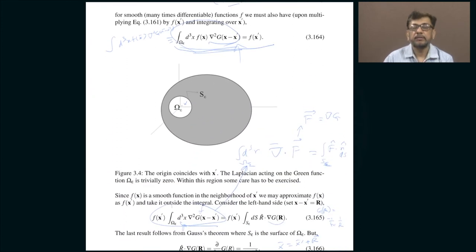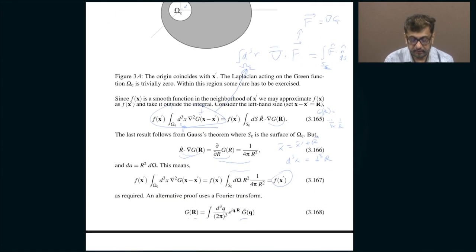So it is only with that minus 1 by 4 pi prefactor, because with any other prefactor del squared g is still 0 when x is not equal to x dash. But that minus 1 by 4 pi is very crucial if you want to get Dirac delta and not some constant into Dirac delta. So it is really minus 1 by 4 pi and not anything else.